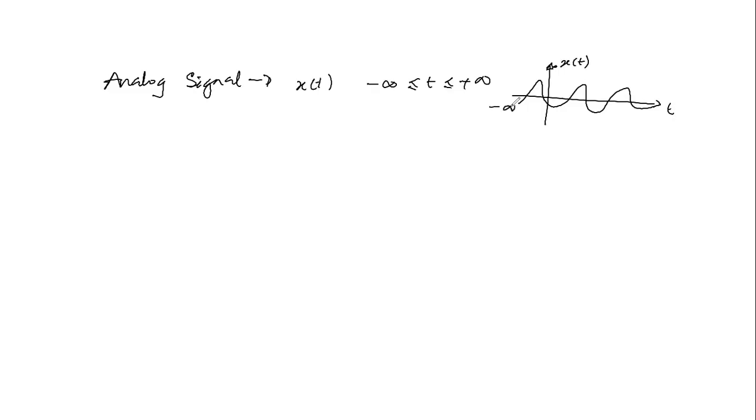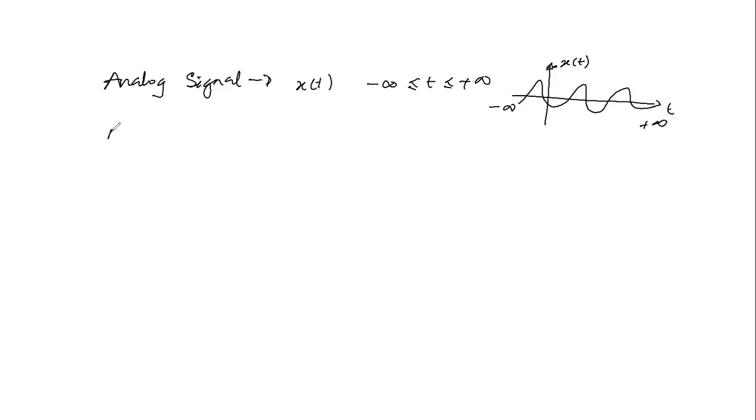Analog signal. This is a continuous time signal, say S of t, that can take on any value in a continuous time interval, say from negative infinity to positive infinity. A simple example of such a signal is something like this. This is the time scale. This is the amplitude scale. Then we see the signal value ranging from positive to negative infinity.